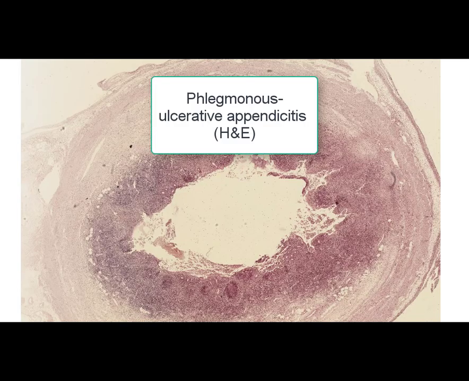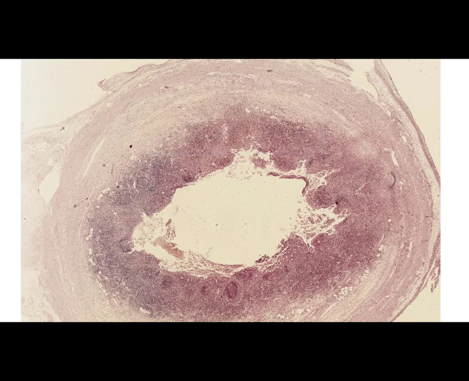This slide is a transverse histological section of the appendix or vermiform process. Staining is hematoxylin and eosin. Name of the slide is Phlegmonous ulcerative appendicitis. This slide represents an inflammation of the appendix and illustrates one more kind of purulent inflammation. In particular, this kind of inflammation is known as a phlegmonous inflammation.